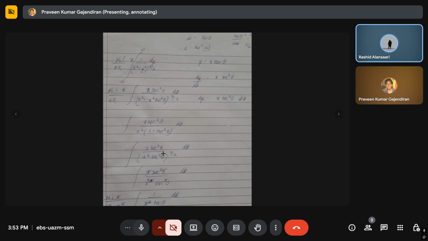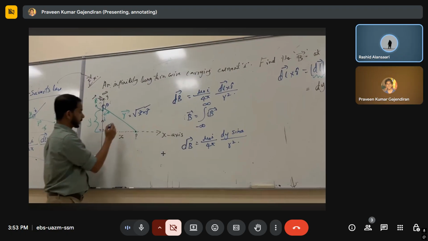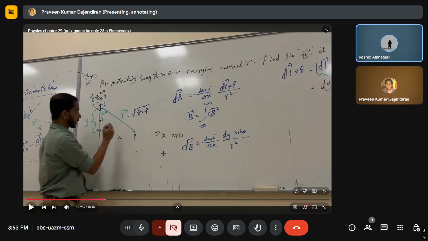I'm still at this part. This part is easy, but the part above it. You see where Najib stopped? I'm at mu0 I over 4 pi dy sin theta over r squared. Okay, just keep watching this.